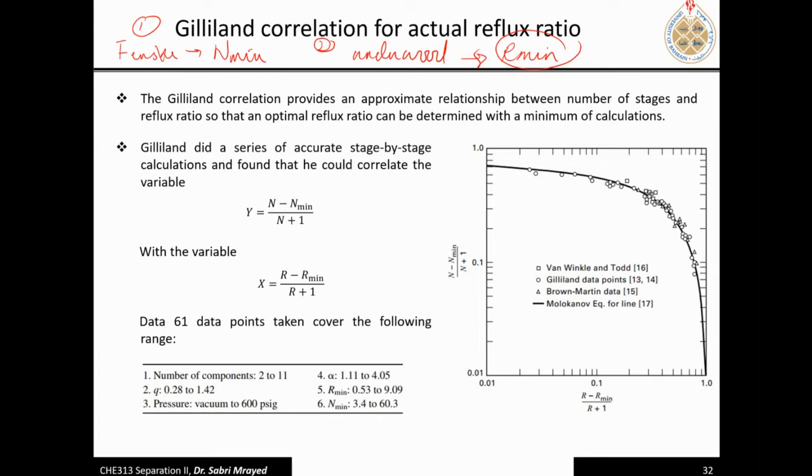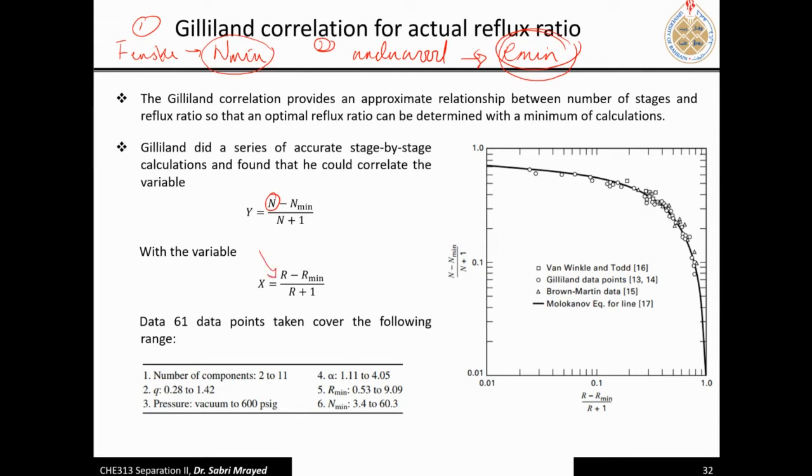Today we will see, if we have now the minimum number of stages and we have the minimum reflux ratio, what would be the number of stages at a given reflux ratio based on these minimum values? So it's basically what we're trying to do right now is to determine the number of stages based on this reflux ratio.